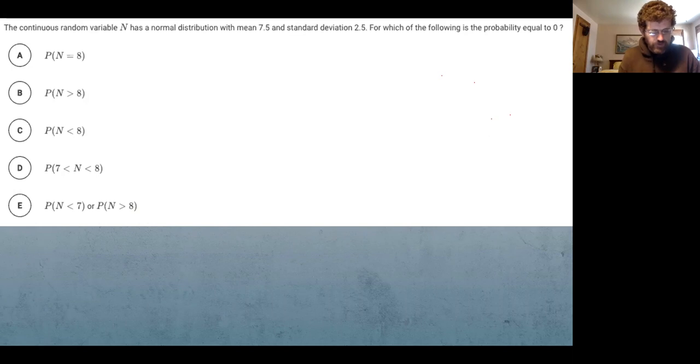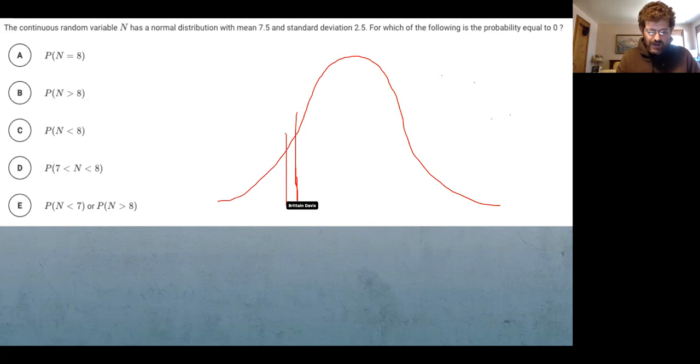Okay, so the continuous random variable n has a normal distribution with a mean of 7.5 and standard deviation 2.5. Which has a probability equal to 0? Now keep in mind, continuous random variables are ones that you can have any value. It's not discrete like a binomial distribution. It's continuous. Any value is possible. So that means that I have those two right there, but I could find a value in between those two. And I could keep splitting it and find the value.